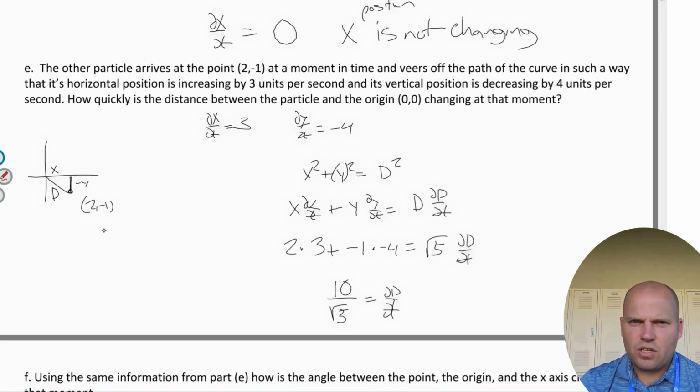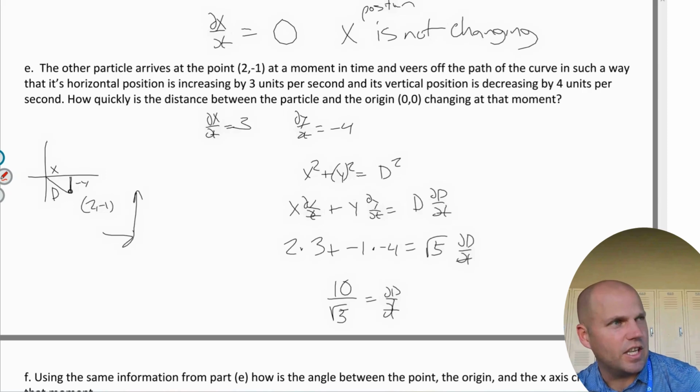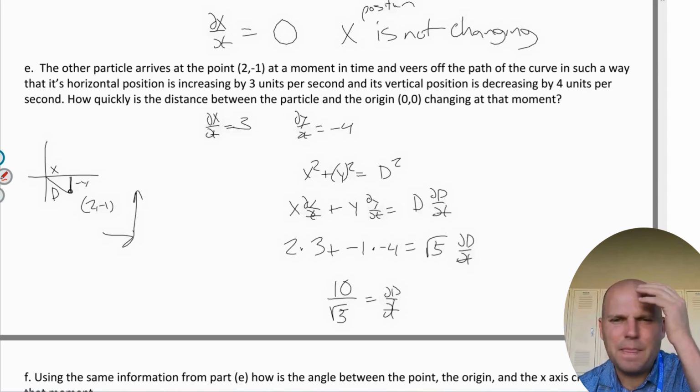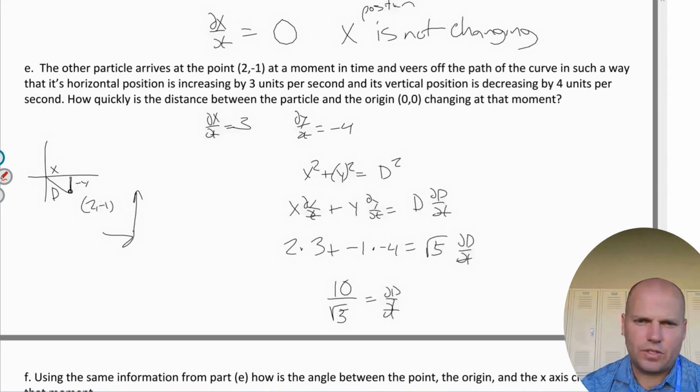Horizontal position is increasing, vertical position is decreasing. Since I'm moving to the right, obviously it's getting further away from the origin, but it's not guaranteed. So just always do the work. Okay.